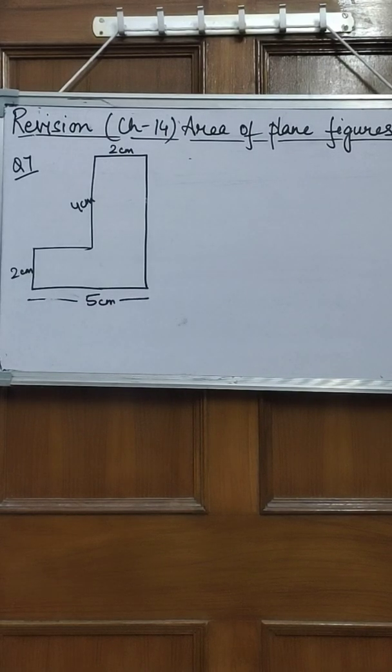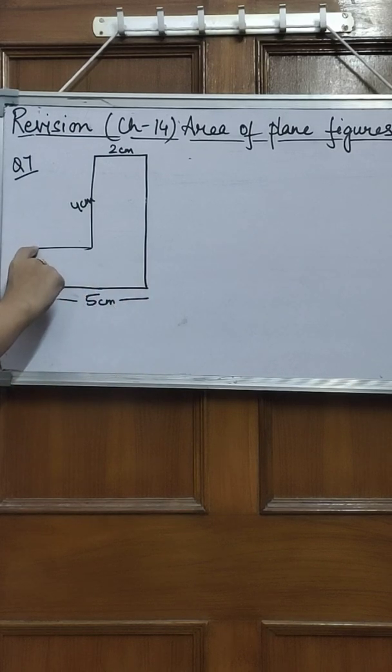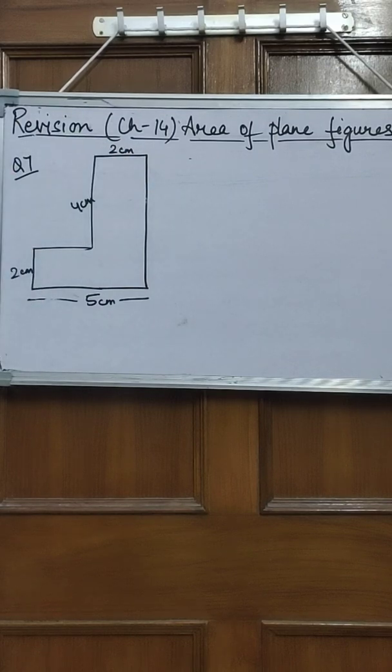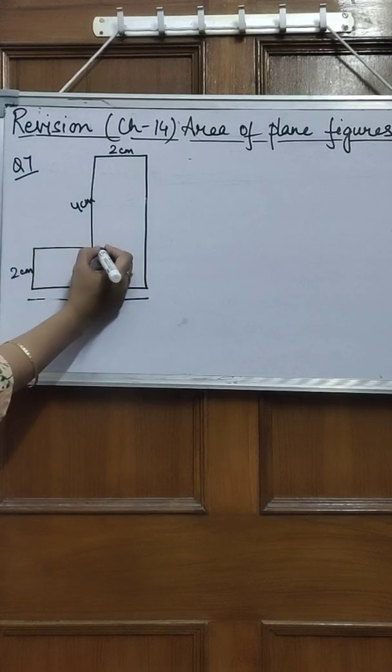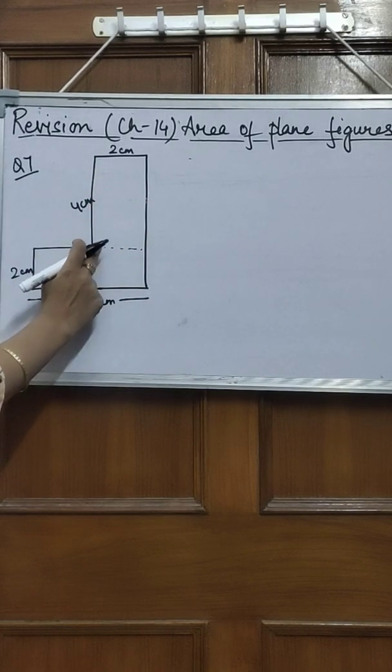Now let's come to question number 7. In this you have to find out the area of this figure. So what is given in the figure is this complete length is 5. This portion is 2. This is 4 and this is 2. Now to find out the area, you have to divide this into rectangles or squares. So there are 2 ways we can do it. Either you draw a line like this. Okay, so you get 2 rectangles here.